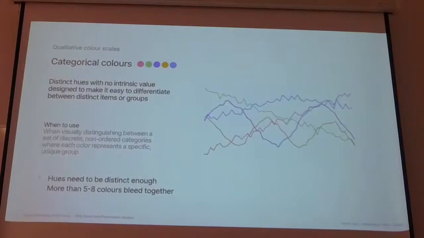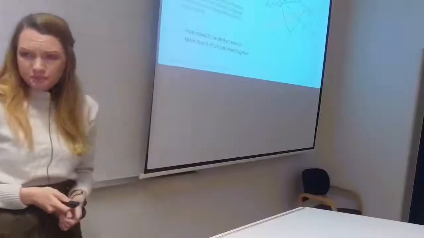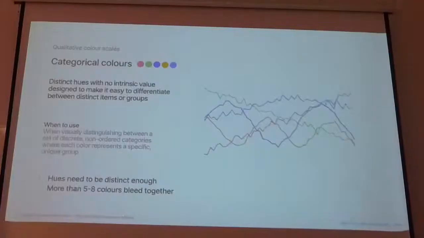Then this is what we work with the most probably. That is the categorical colors, meaning that we assign different colors, but there is no implication of transition or progression between the different elements. So we use this if we distinguish between mostly non-numerical data.